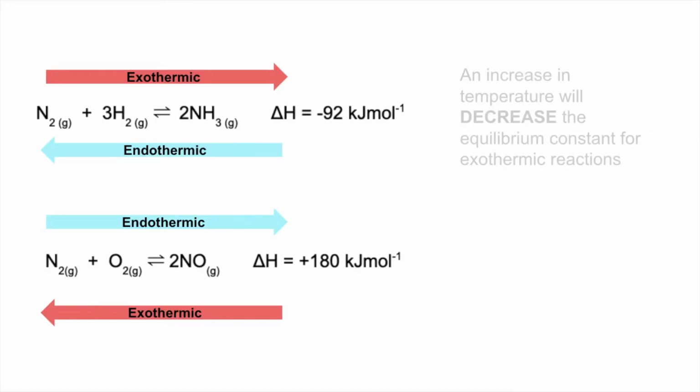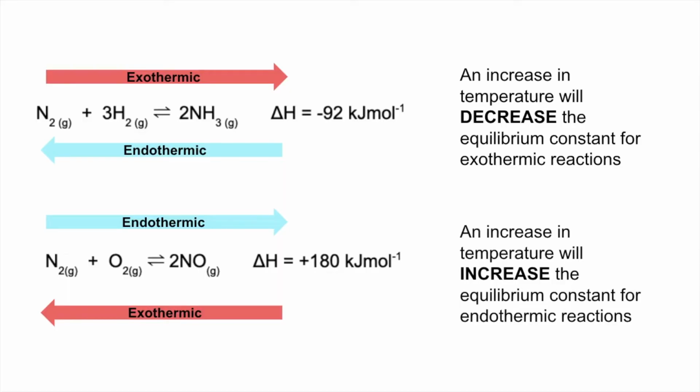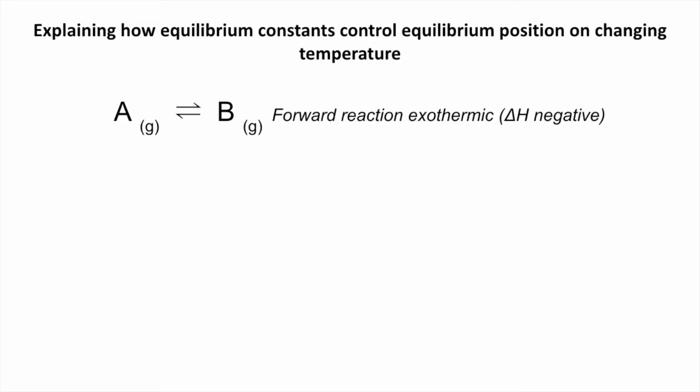constant. So the rule is an increase in temperature will decrease the equilibrium constant for an exothermic reaction. Obviously it's going to do the opposite for an endothermic reaction. It's going to increase the equilibrium constant. So we need to remember those two facts. So we'll put that into practice now by looking at a couple of examples, obviously an exothermic one and an endothermic one. So starting with exothermic, so delta H is negative for the forward reaction.